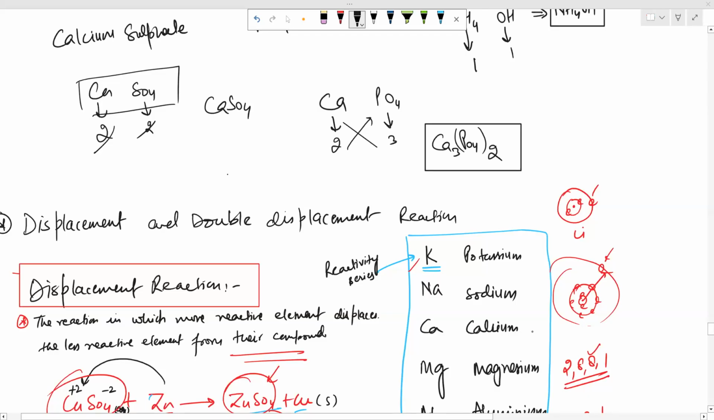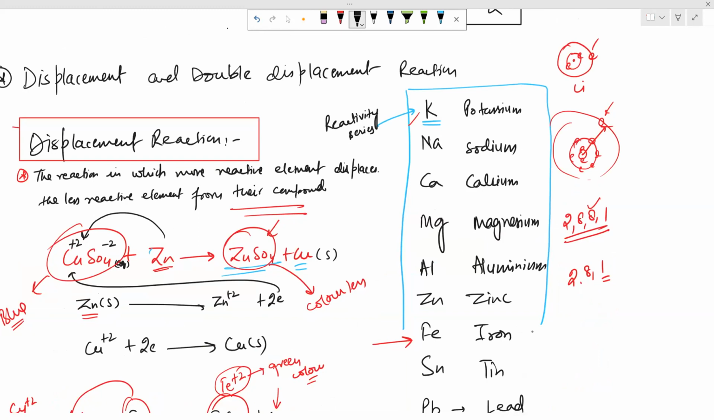Now, what is the criteria on the basis of which I am saying that this is the more reactive element and this is the less reactive element? So note down this reactivity series: potassium is the highest reactive metal. Then after that is sodium, then calcium, then magnesium, then aluminium, then zinc, then iron. Note it down first. This is the reactivity series.